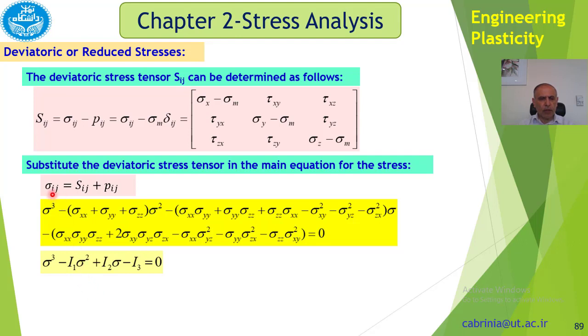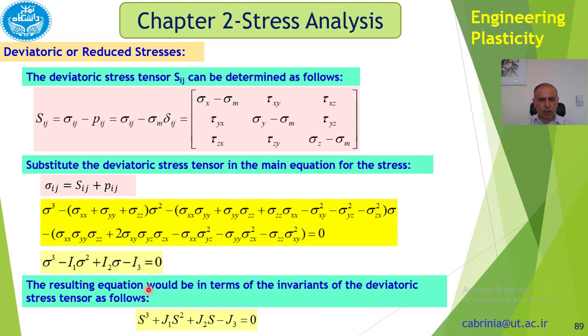Now, if we change this, if we put, instead of sigma xx, S ij plus the hydrostatic stress, then we get a different equation, which is this. The resulting equation would be in terms of invariants of the deviatoric stress tensor as follows. So these are also invariants, but they are for the deviatoric stresses. Okay, so we show the deviatoric stress as S and the stress as sigma. Sometimes the deviatoric stress is shown as sigma prime, as I showed in the previous slides.